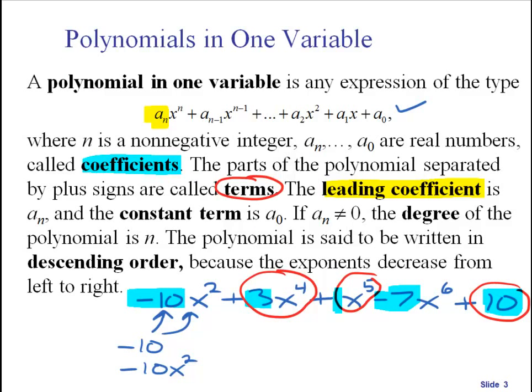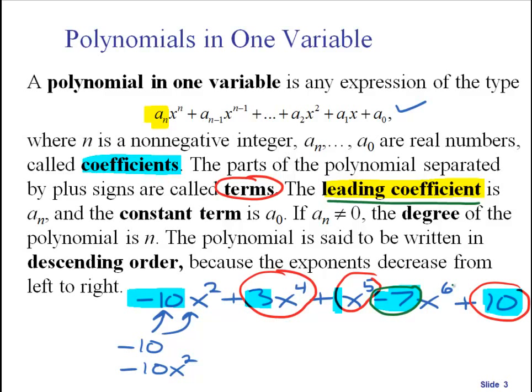So what's our leading coefficient in this case? Well, it's the coefficient that goes with the highest power of x. See, it's not just the coefficient in front. So our leading coefficient is not negative 10. In this case, it's negative 7, because 6 was our highest power.